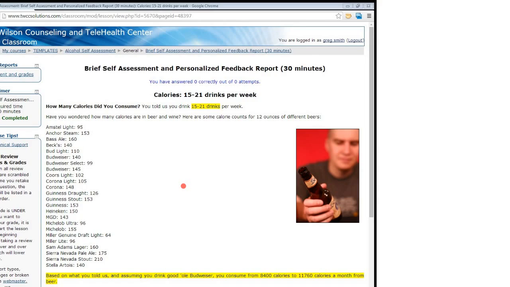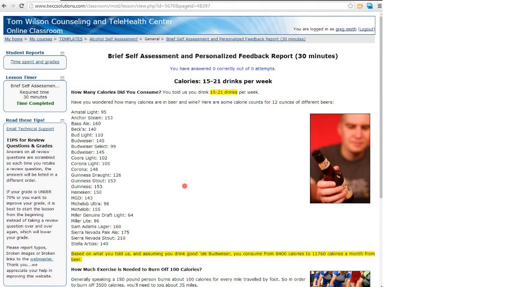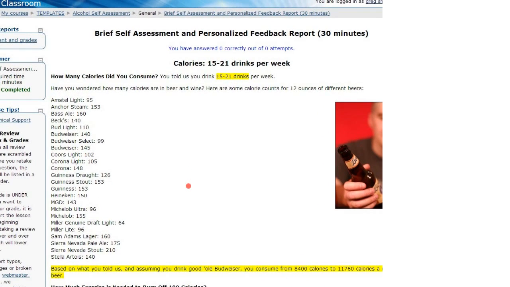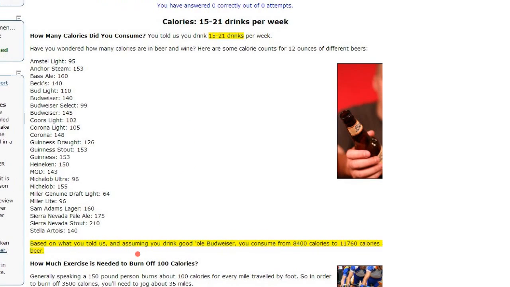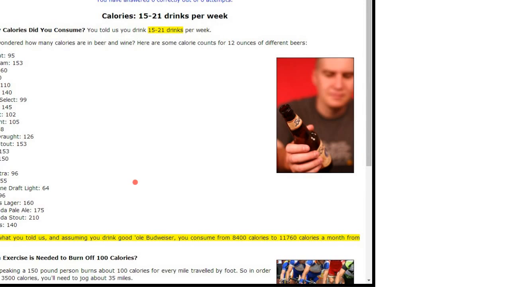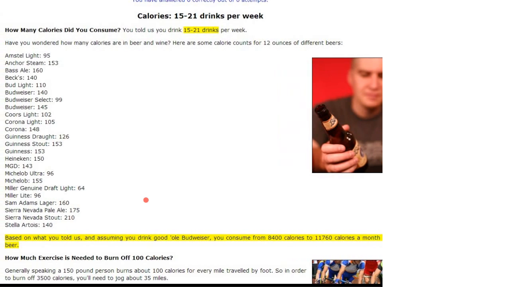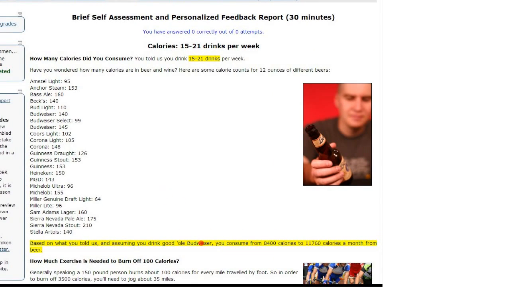I'm saying, okay, let me go get my chart, because I really want a beer, but I'm not about to have a Guinness Stout, because way too many calories. So based upon what you told us, and assuming you drank good old Budweiser, you consume from 8,400 calories to 1,160 calories a month from alcohol.